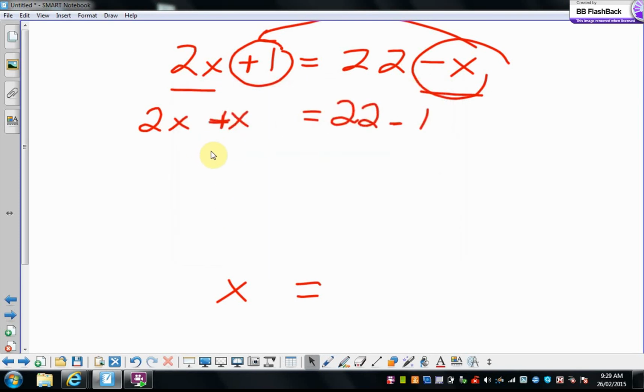2x plus x is equal to 22 minus 1. So now I have 3x is equal to 21. Okay, 2x plus x is 3x. 22 minus 1 is 21. Now I have 3 times x, or 3x, is equal to 21.